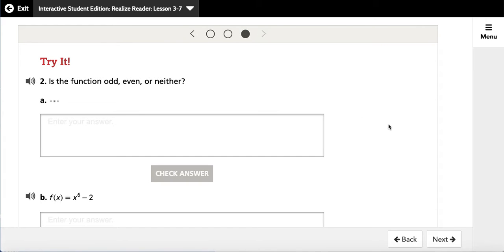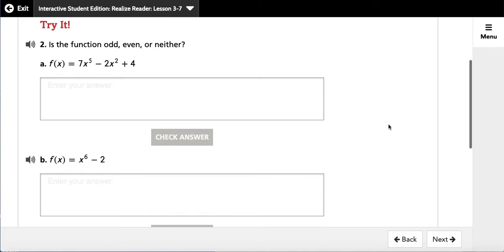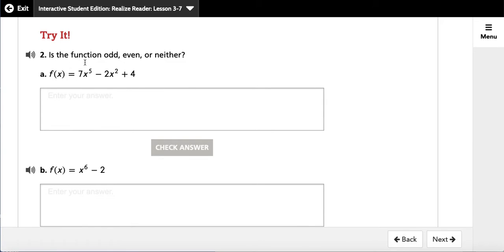So we're going to try that with these two problems right here. Plug in negative x and see if this comes out to the same or the exact opposite. Plug in negative x in here, see if it comes out the same or the exact opposite. Then come on back when you're ready. I'm going to show the answers and then I'll show the work.